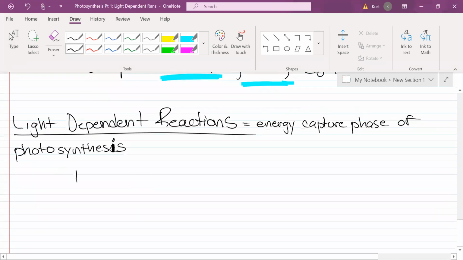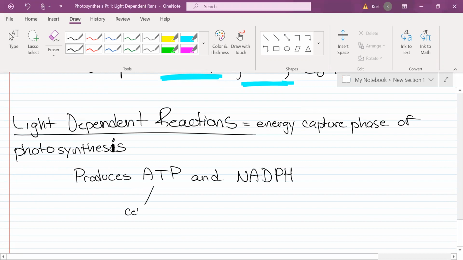In this, the energy that you produce is ATP and NADPH. You all know what ATP is by now. It is cell energy. NADPH is your new electron carrier.